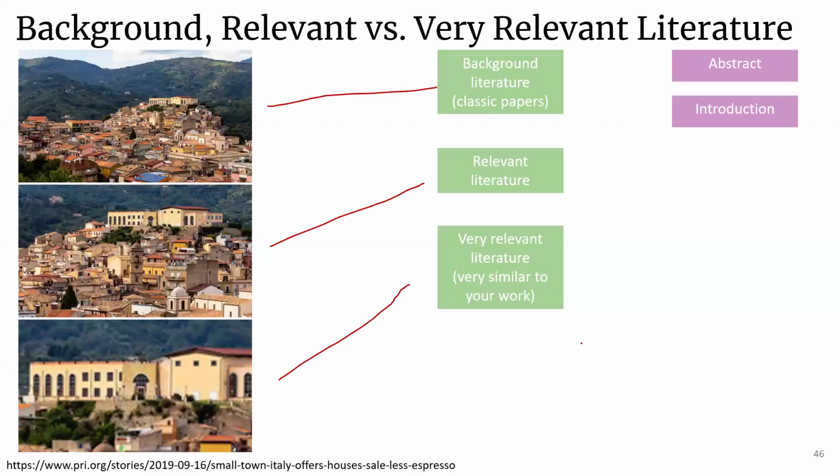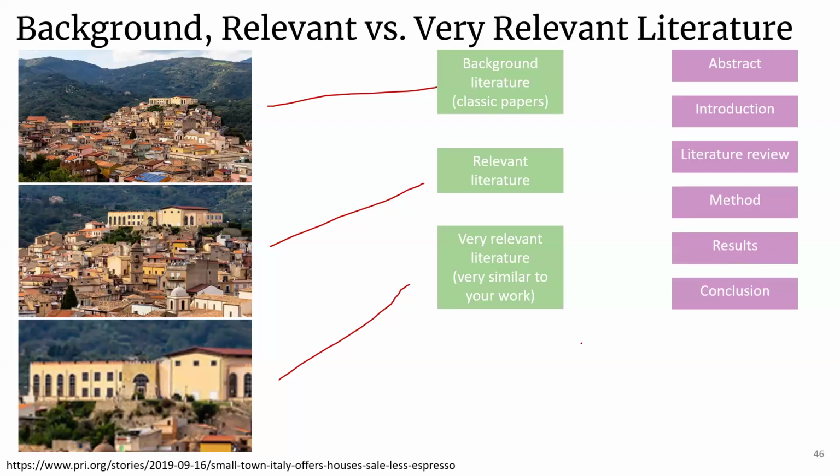So in your paper, abstract, introduction, literature review, method, and results and conclusion are there. So if you think about the background, they will belong in the introduction. Then relevant literature: introduction, literature review and methods. If you take very relevant literature: literature review, methods and results. So it may appear in the introduction. I'm not saying it does not appear in the introduction. So this is the general format that we should follow.